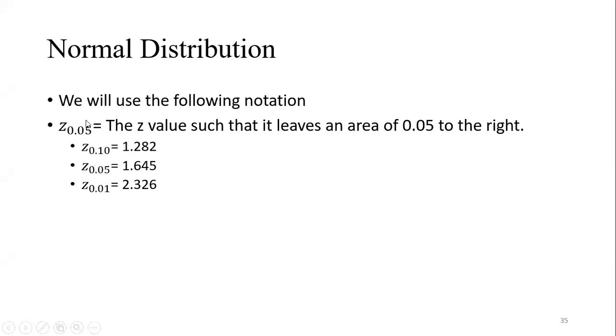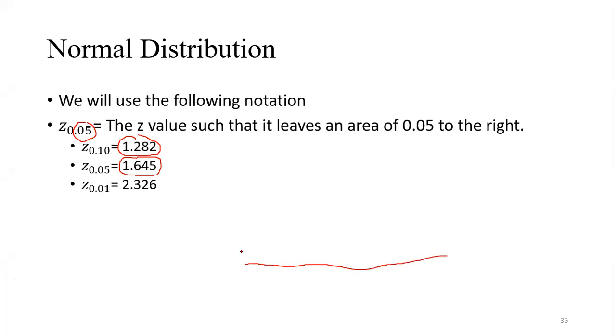Okay, so for example, Z sub 0.05 is the Z value which gives an area of 0.05 to the right, and its value, as we see, was 1.645. Z sub 0.10, its value is 1.282, okay, and Z sub 0.01, its value is 2.326. As you see, so let me just plot this.